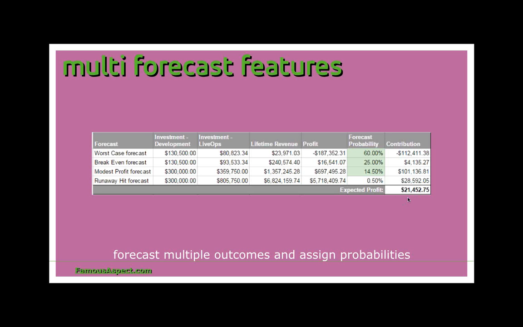And so it's a much different look at what's going to happen than to just say we're going to spend $1 million and we're going to make $5.8 million lifetime.